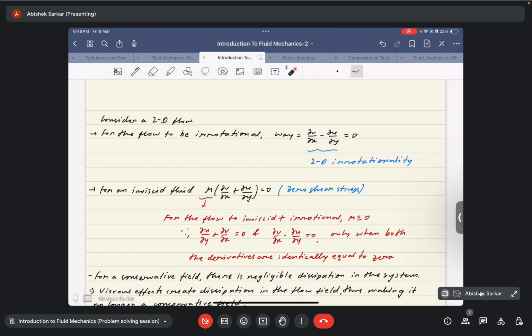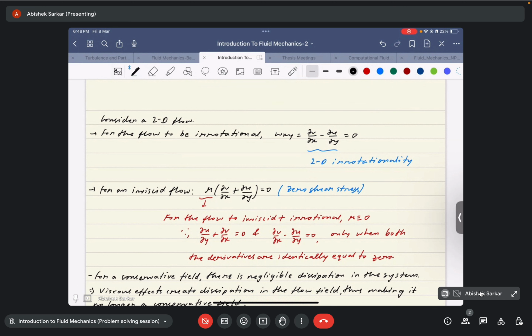Again, for inviscid flow, let me consider it to be flow instead of fluid, μ(∂v/∂x + ∂u/∂y) is equal to 0.